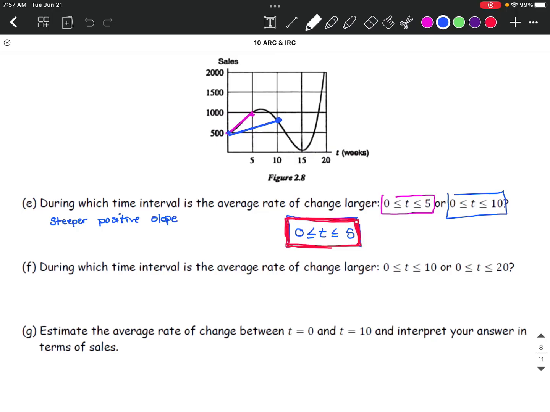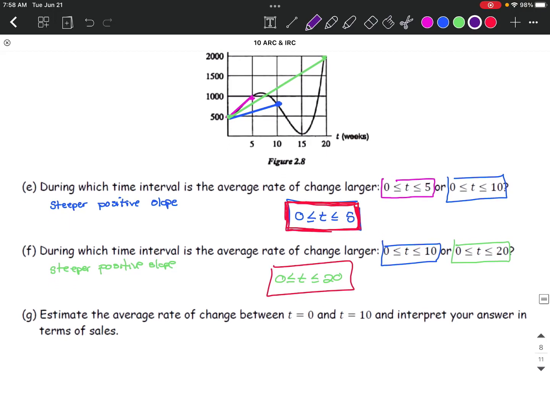Now, in the next one, during which time interval is the average rate of change larger? From 0 to 10. We already have that drawn. And from 0 to 20, so here's 0, here's 20. I'm going to draw that secant line. Which one has a steeper positive slope? That would be the second one, from 0 to 20.